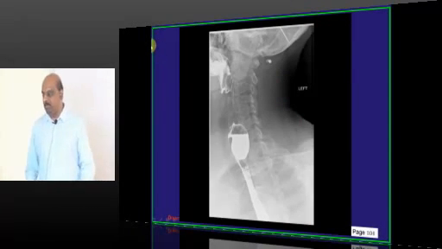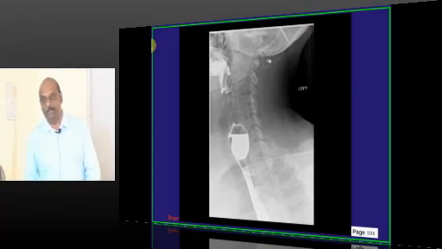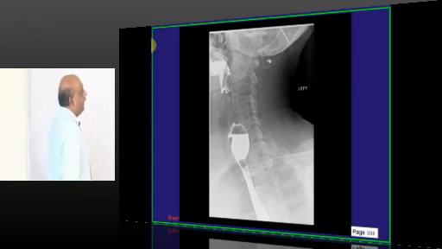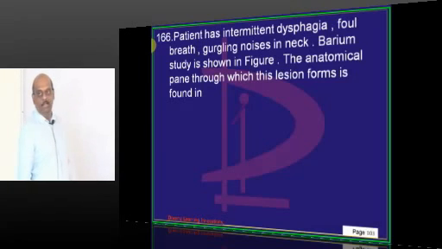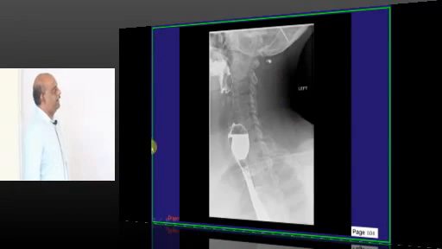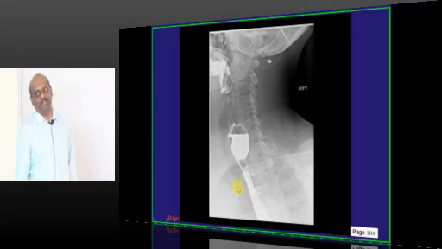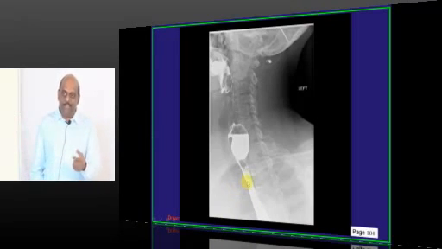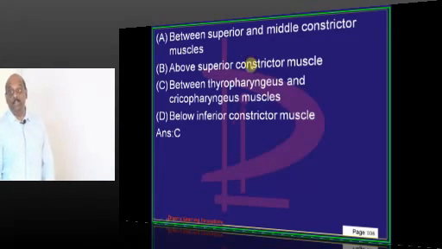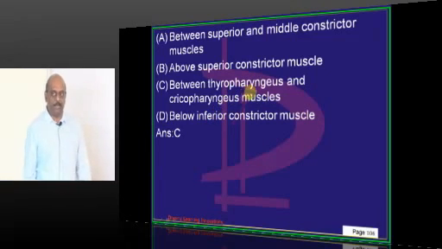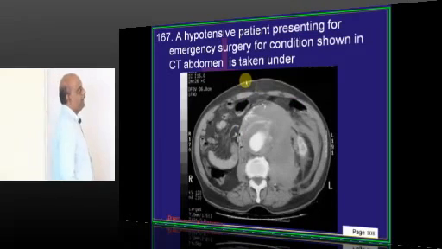Patient is having intermittent dysphagia, and he is also having a foul smelling breath and gurgling noises in the neck. What do you see here? Zenker's diverticulum. It passes through Killian's dehiscence. So where is the Killian's dehiscence located? Between the thyropharyngeus and cricopharyngeus muscle, between the two, the Killian's dehiscence is located, is what you need to remember.